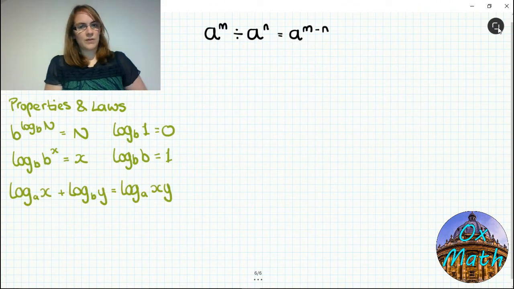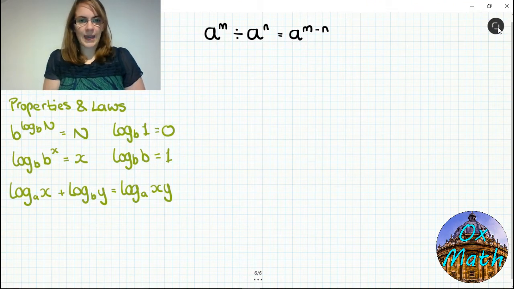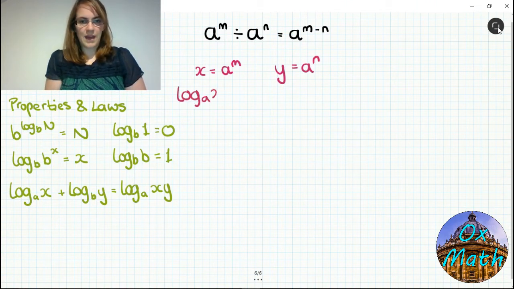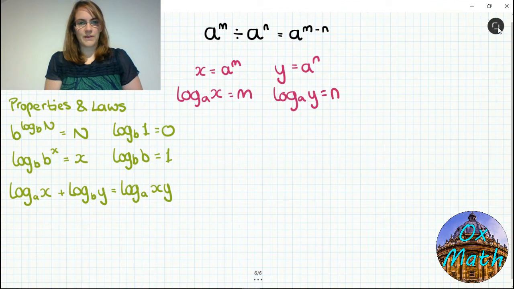Our second law of logarithms comes from our second law of indices, which is the division law. So when you are dividing numbers of the same base, you subtract the powers. So again, we are going to call our first number a to the power m, we're going to call that x, and we are going to call our second one, a to the power n, y. Rearrangement of these gives us log a of x equals m, and log a of y equals n, just as we had for the previous law.